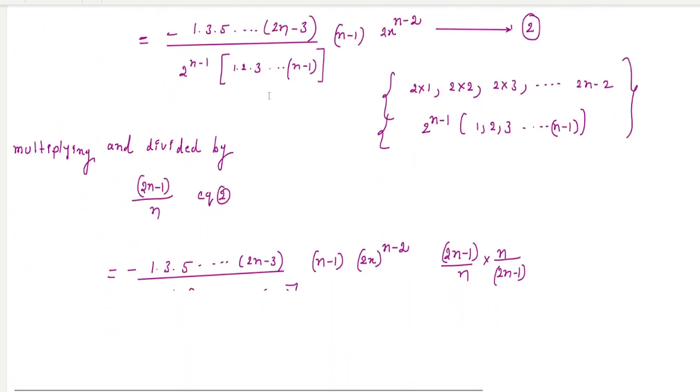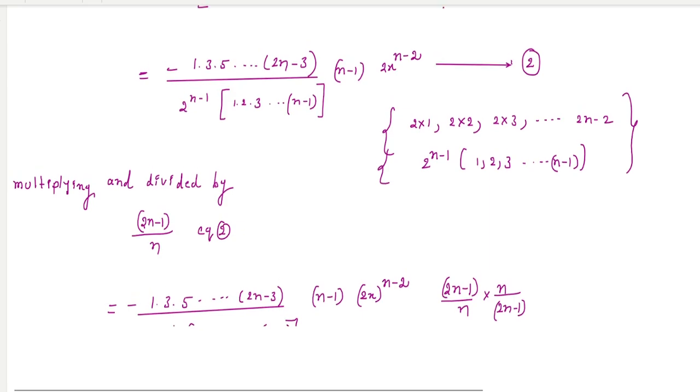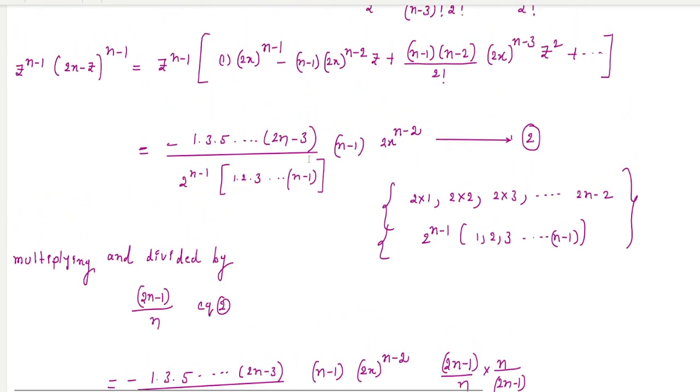Now I modified this equation like this. I got the equation number 2. Because of further simplification, I use this one like this. Okay. Actually, here I got this equation. You look at this equation here. So this is our nth equation, right? Minus 1, 3, and 5, and so on to n minus 1. 2 power n minus 1 into 1, 2, 3, and so on n minus 1. n minus 1 into 2x power n minus 2. This is our equation number 2.